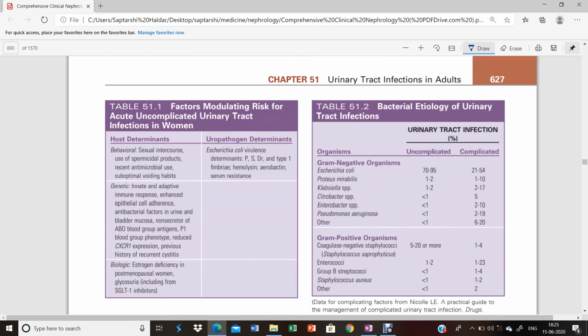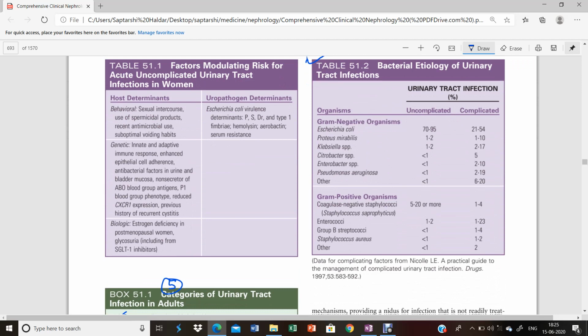Let's see the causative agents. These are the causative agents of urinary tract infection. The most important is E. coli, which accounts for 70 to 95% in both uncomplicated and complicated cases.